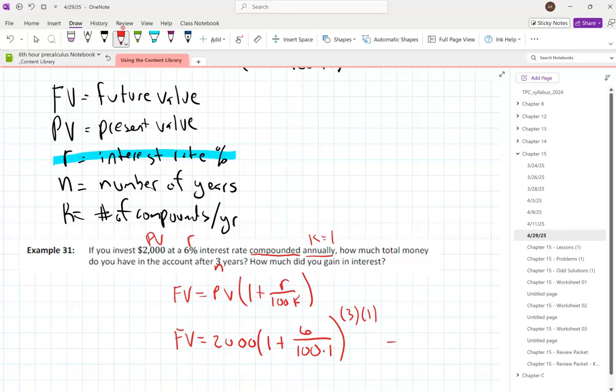So I type this into my calculator, and out is going to spit $2,382.03. Why am I rounding it to 2 decimal places here? What are we talking about? Money. That's why I'm rounding to 2 decimal places, to the penny.